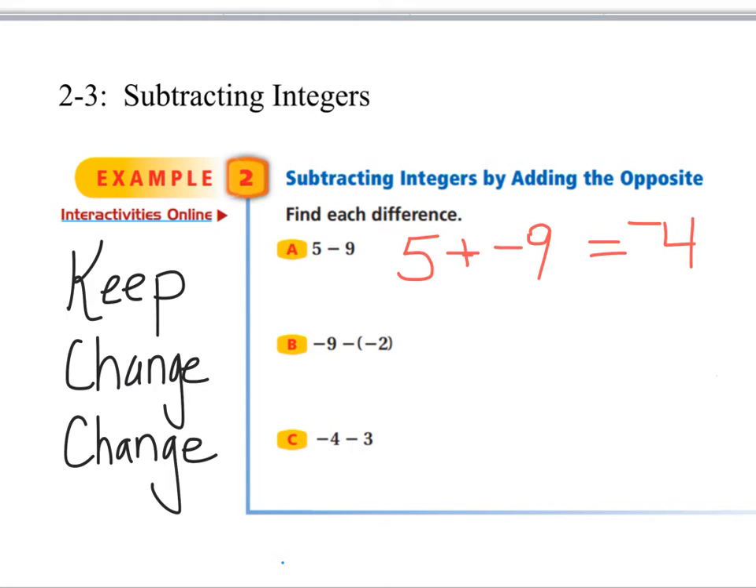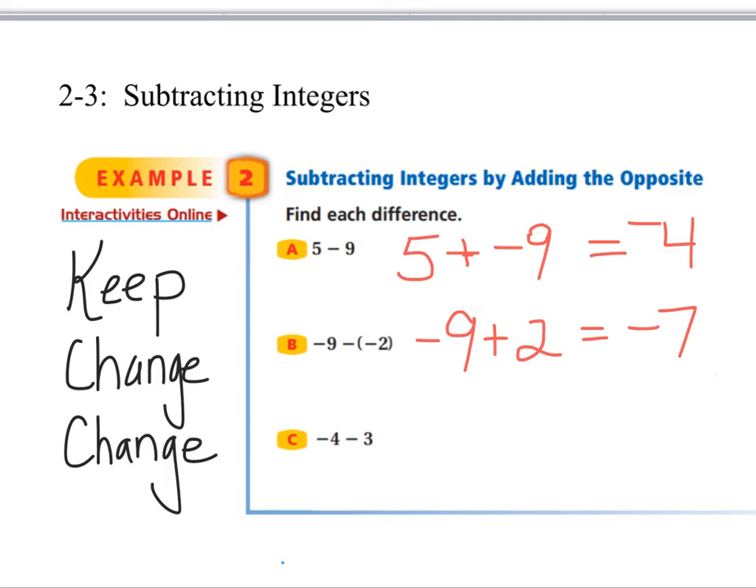Look at the next one. Keep, change, change. Keep the negative 9, the first one, change to addition, and then change that negative 2 to its opposite, positive 2. Now I'm using the addition rules. When the signs are different, I'm going to find the difference. I'm going to subtract, and I have more negatives than positives, so that's a negative 7.